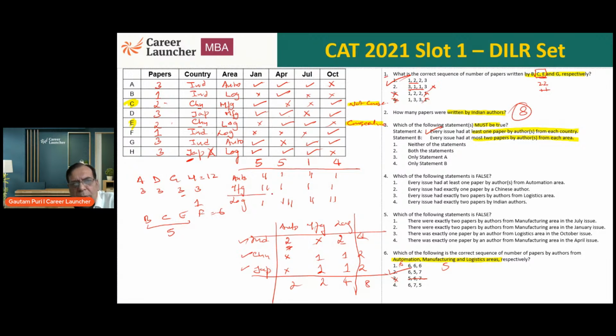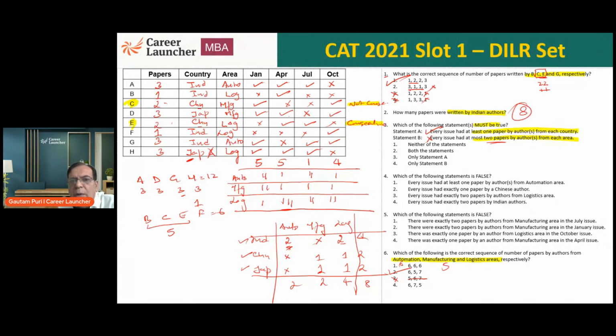So we have done this also for each of the authors. Okay. Now let's look at statement number 2. Each issue has at most 2 papers by authors from each area. No. From logistics in April we had 3. So at most 2 is wrong because from logistics in April we had 3 papers.